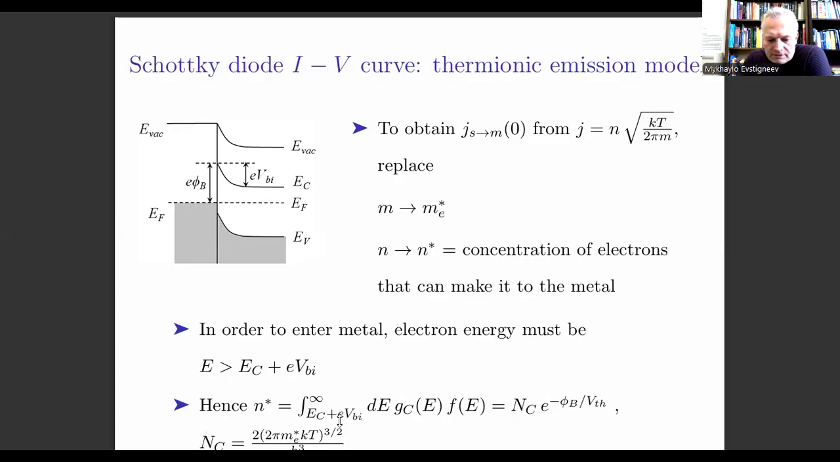And the effective density of states is given by the formula that we have obtained earlier, where the electron mass is the density of states effective mass. So in this formula for the reverse saturation current density, the electron effective mass is the density of states effective mass, not the conductivity effective mass.